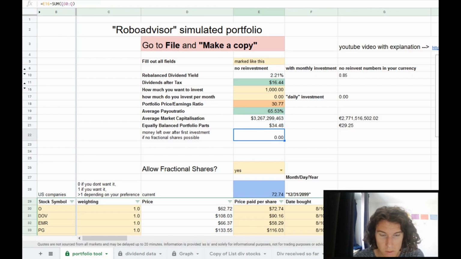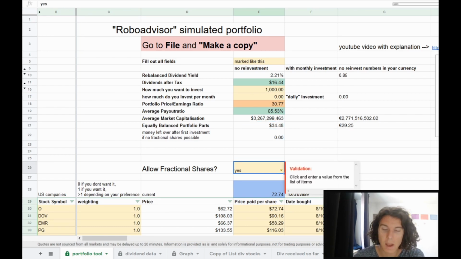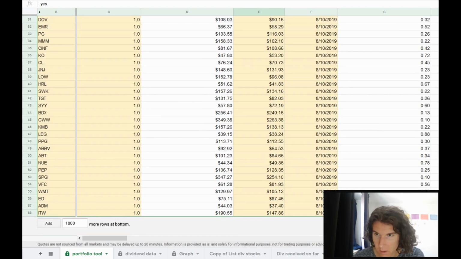And this one is, if you change this, ideally we start with allowing fractional shares, and later on we can swap to not allowing it to see what happens then. Here are some stocks from the Dividend Aristocrats, which are stocks that paid a dividend for over 25 years continuously, and they even increased it annually.